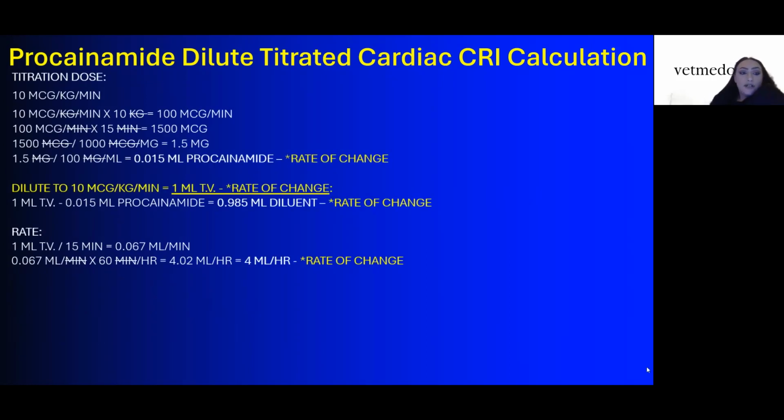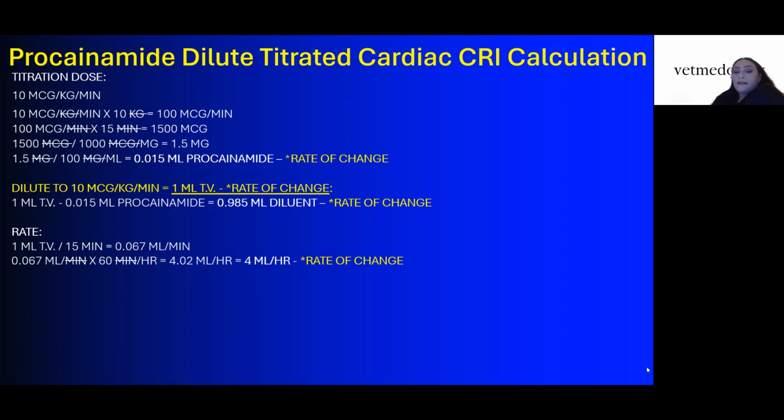The titration dose is 10 mics per kg per minute. So 10 mics per kg per minute times 10 kgs equals 100 mics per minute. 100 mics per minute times 15 minutes equals 1,500 micrograms. 1,500 micrograms divided by 1,000 mics per mig equals 1.5 milligrams. 1.5 milligrams divided by 100 mgs per mil equals 0.015 mils procainamide.